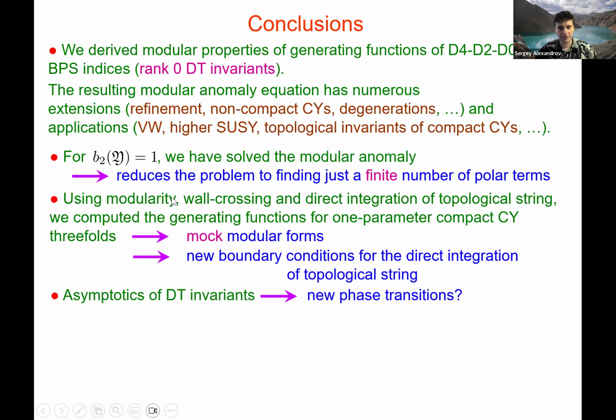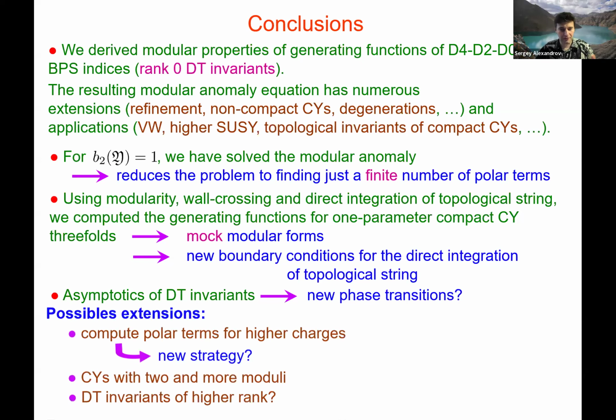And these polar terms have been found for some set of examples using modularity while crossing direct integration of topological string, which produced explicit mock modular forms describing the generating functions of rank 0 DT invariants, and maybe even more importantly, it allowed us to overcome limitations of the direct integration method for the solution of topological string. Well, I also showed you some new results about asymptotics of these invariants, which indicate the existence of some phase transitions, but its interpretation is unclear to us.